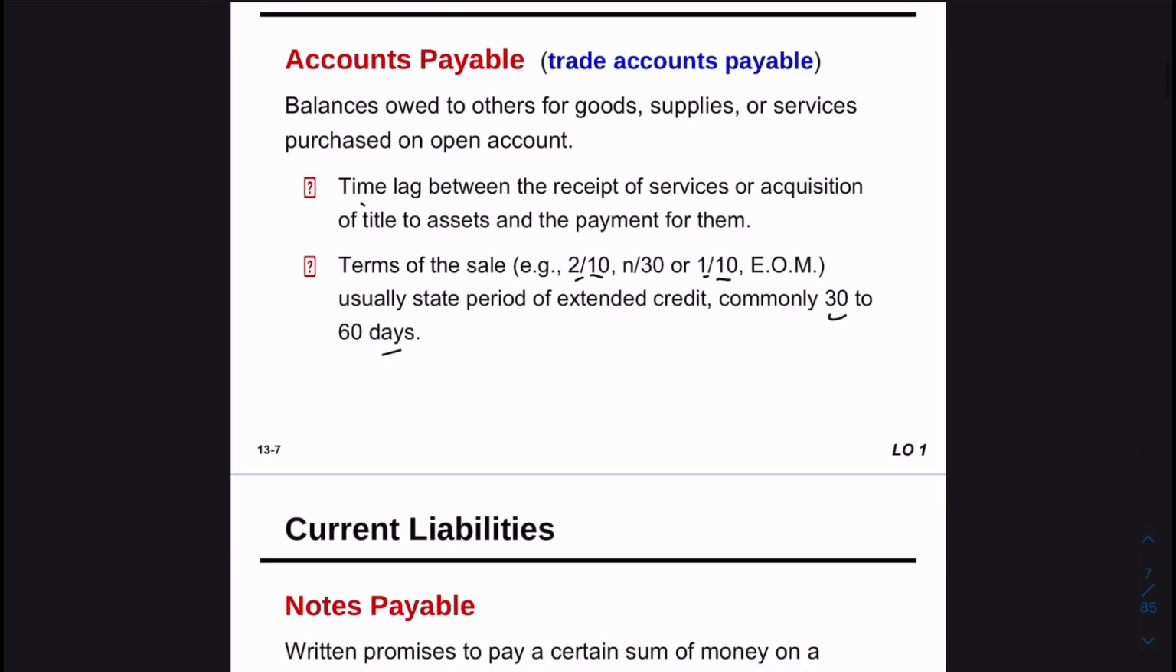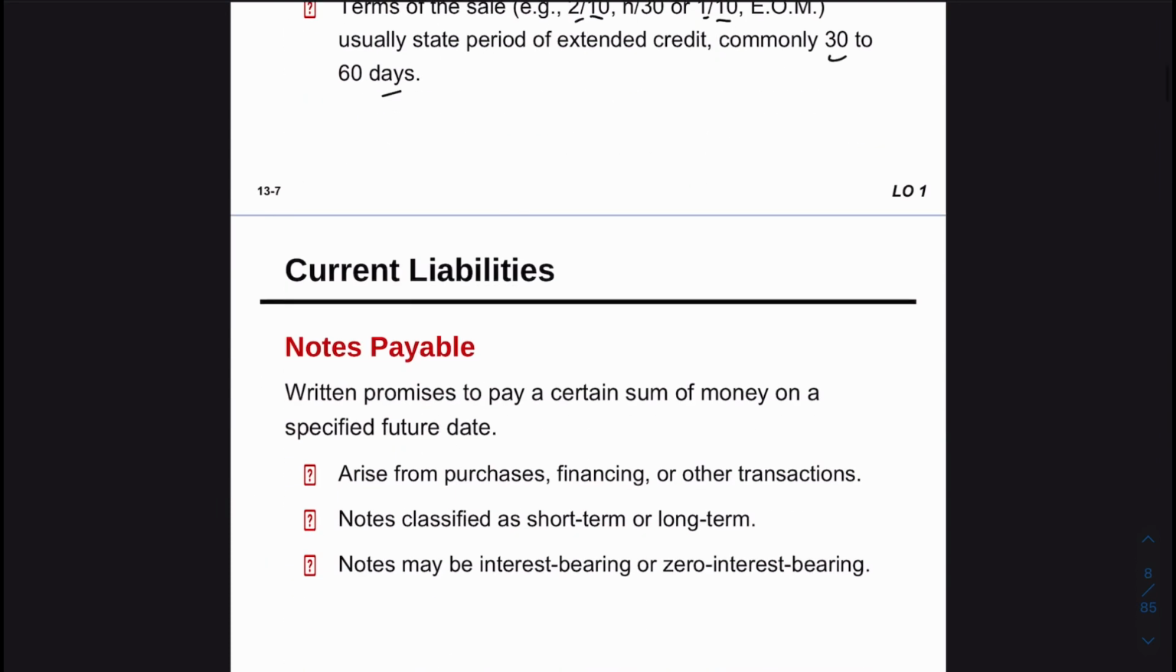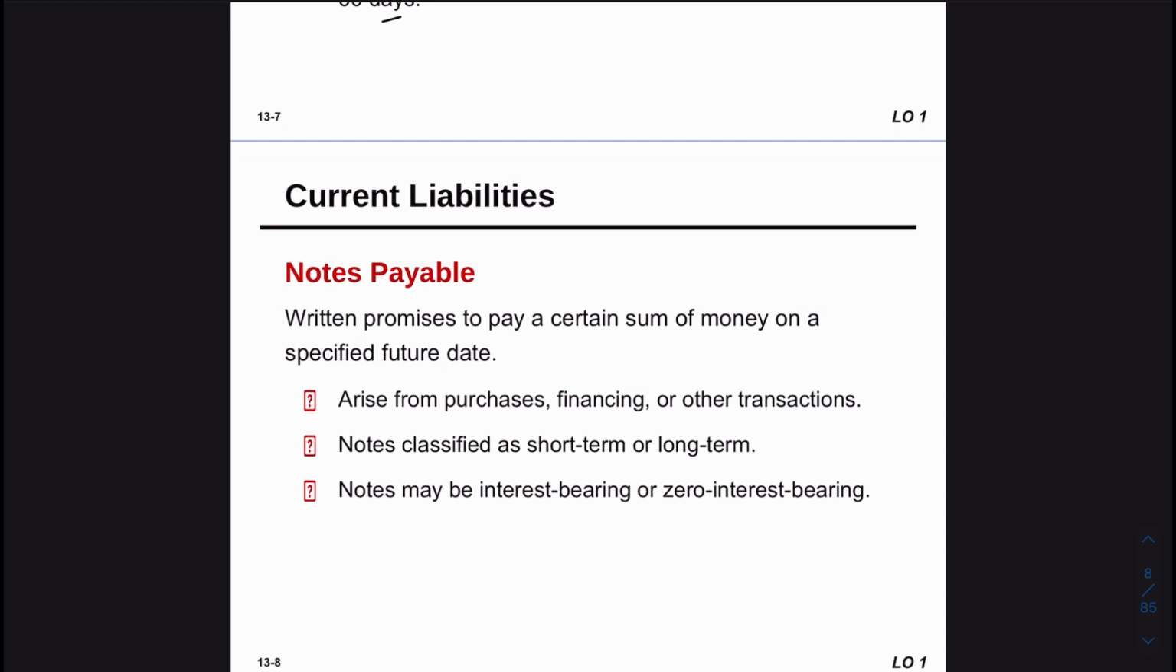Accounts receivable, which is from the seller's perspective, was covered in chapter 7, so this is also not a new concept. Then we have notes payable, which usually run longer than the accounts payable period, when maybe we don't trust that customer, or the period of time is more than 60 days. It's a written promise to pay a certain sum of money on a specific future date. Maybe we've purchased something, taken a loan, or had services, and it's classified as short-term or long-term notes payable. But because we're talking about current liabilities, we will focus only on short-term notes.